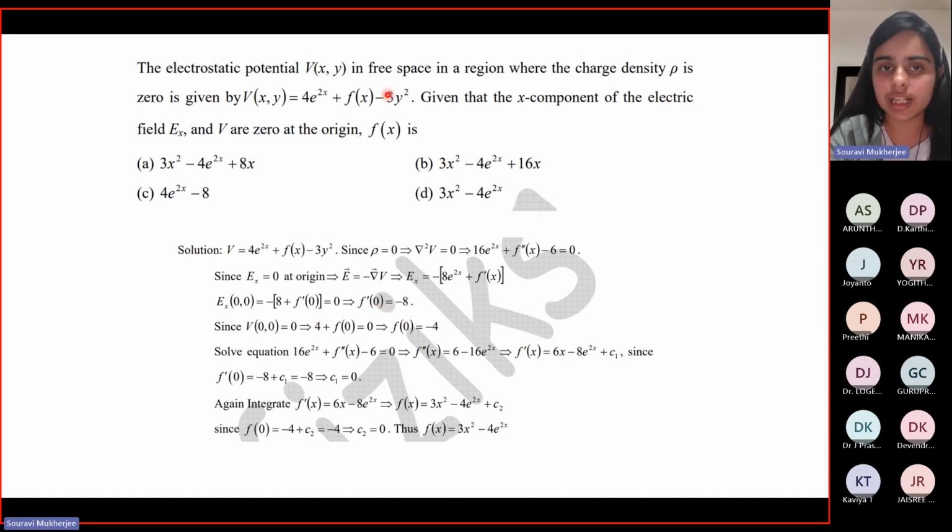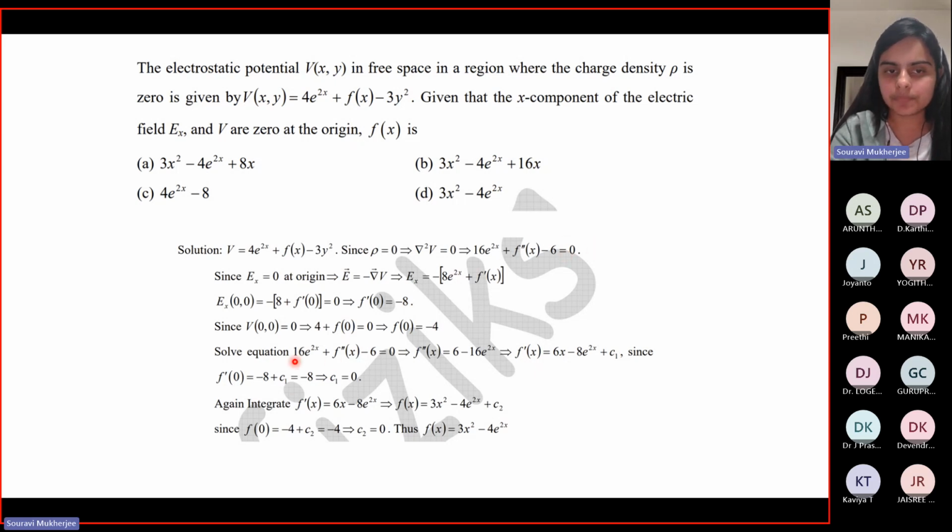You put that value and you find this condition, right? Now let us look at the other condition. The other condition says that V should be 0 at origin. So now you directly use this expression and put x and y to be 0. And what is the condition that you get? You get this expression, right? So this is one condition that is provided. This is the other one, and this is the other condition, right?